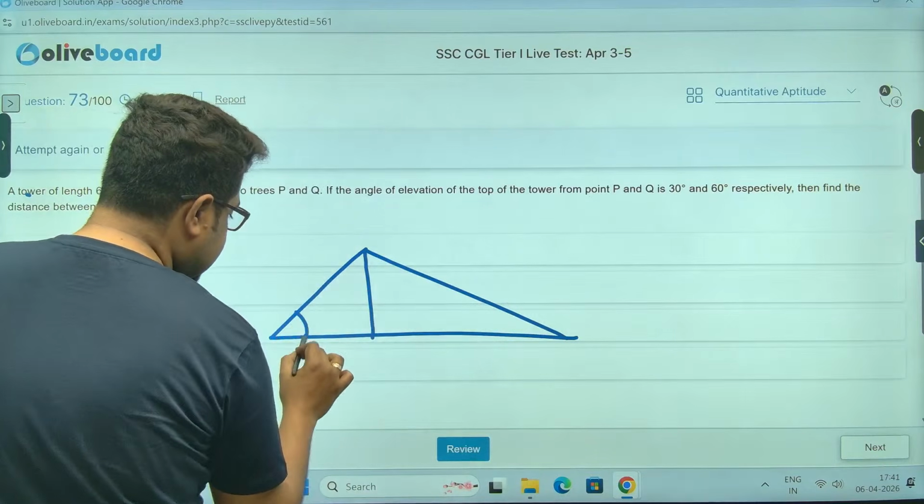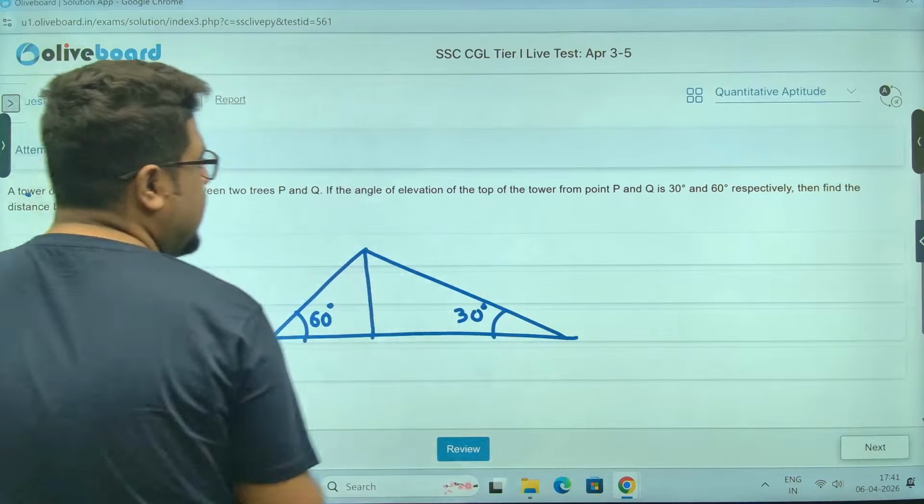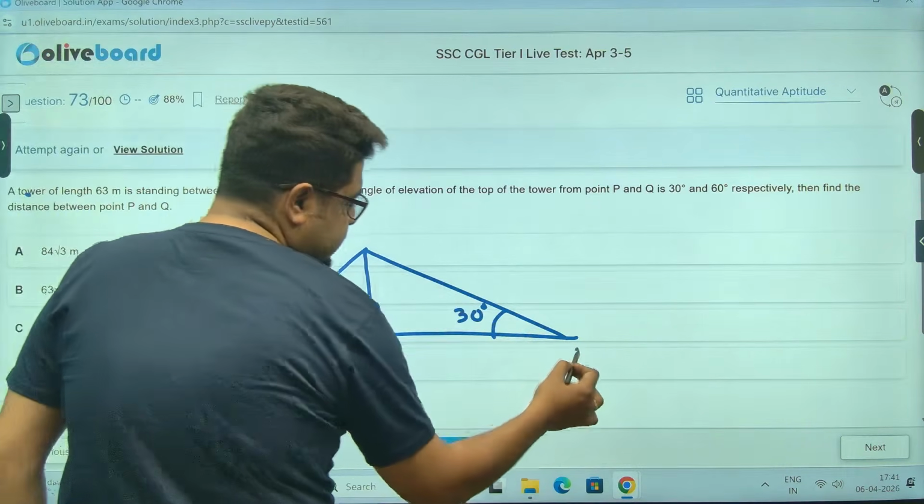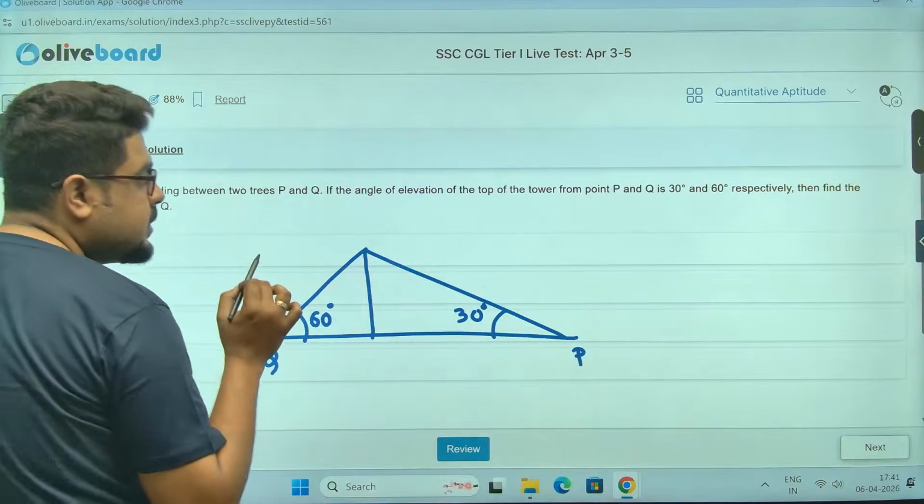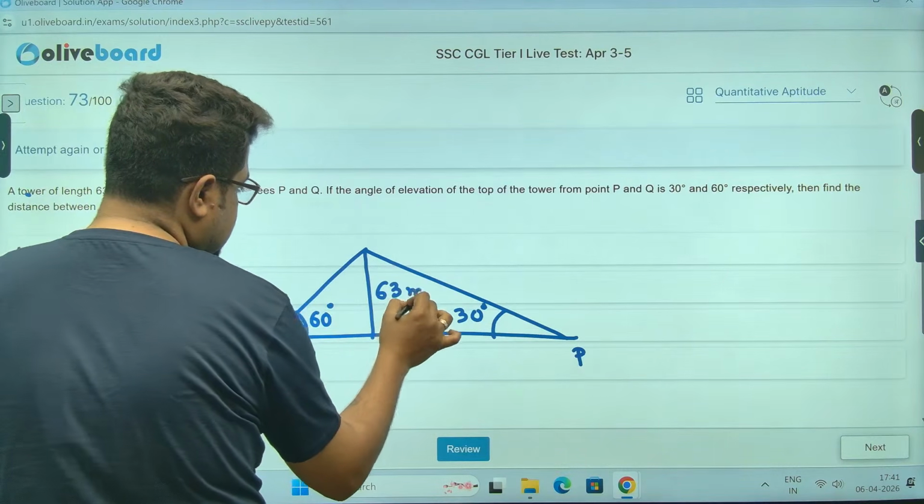One is 60 degrees, another is 30 degrees. Okay? Acha. P is 30 degrees. This is point P, this is point Q. This is 63 meters. Okay, sir.